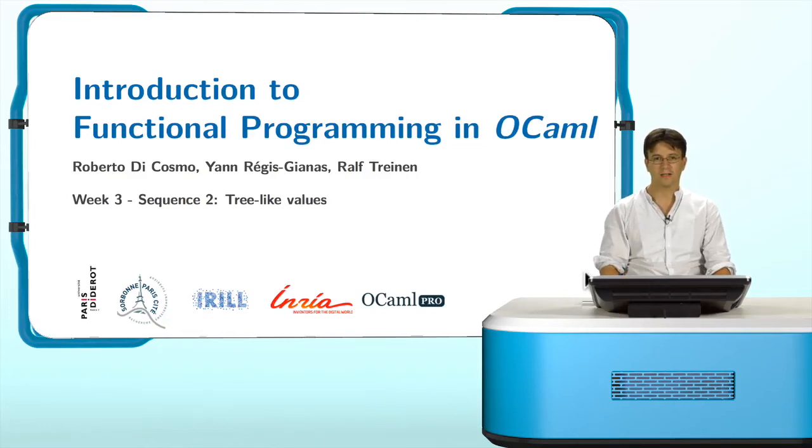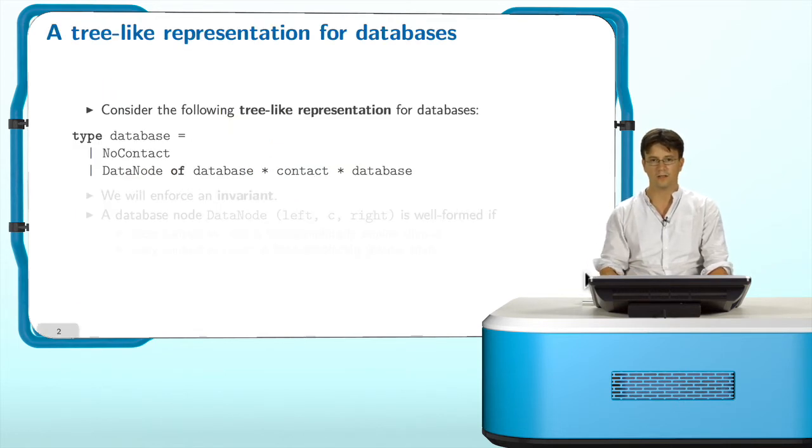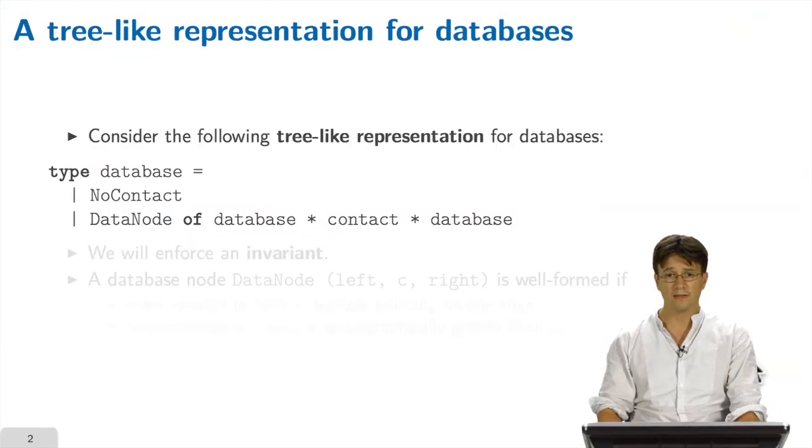So welcome back. In this sequence, we will see that not only recursive types can be used to define list-like data structures, but in fact they are general enough to define tree-like representations. And to understand that, we will come back to our example for databases. So the type for databases can now be the following subtypes.